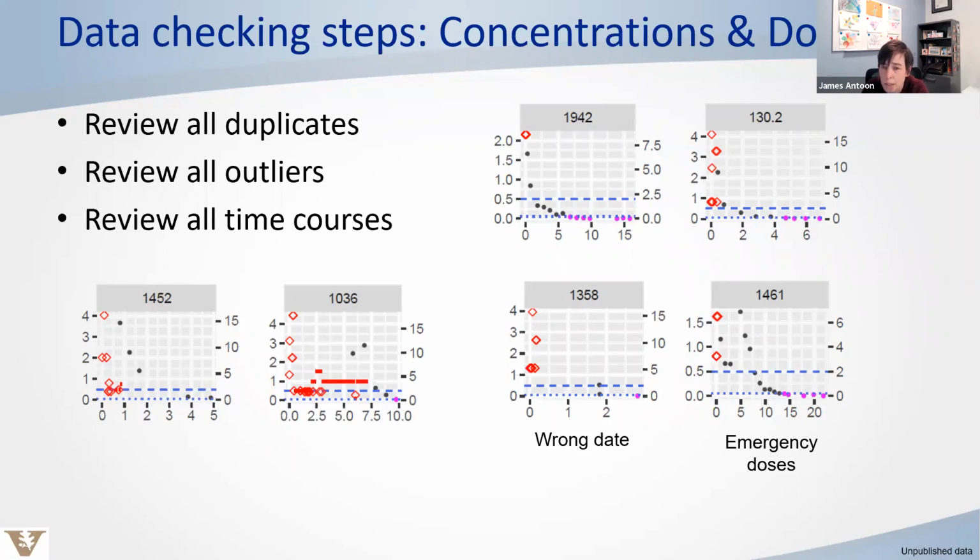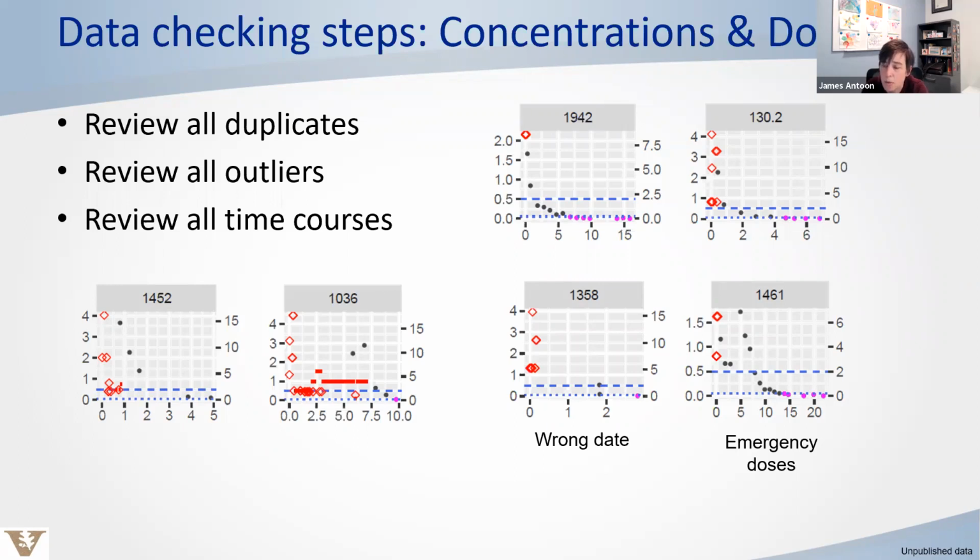We saw one individual, 1358, who had 2 concentrations at the same time that were very different. When we reviewed the data, it turned out one of those had been coded with the wrong date in the study database. But when we went back to our paper logs, we were able to resolve the difference.